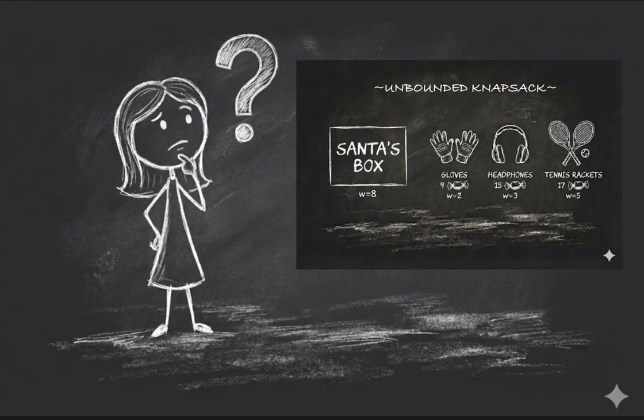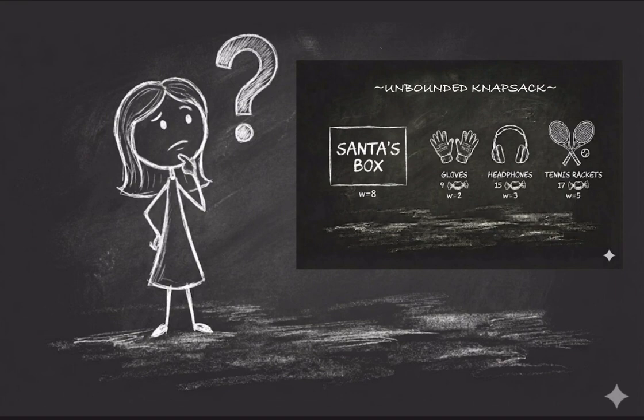Clara has three types of items: gloves, headphones, and tennis rackets. Each of these items has different prices and also different weights. She wants to find a way that makes her profit maximum. This is called the Unbounded Knapsack problem.